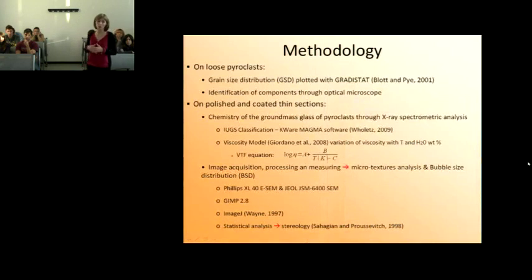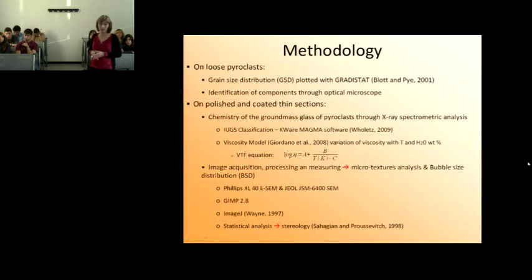So I made observations on loose pyroclast and on thin section. With loose pyroclast, I made grain size distribution from dry sieving, and I plotted the result with Gradistat by Blott and Pye 2001. Then I used an optical microscope to identify components such as juvenile, crystals, and lithics present. On polished and coated thin section, I ran X-ray spectrometric analysis to obtain the chemistry of the groundmass glasses and to compare them with the whole rock composition provided by literature and to classify them with the Kewa Magma software by Wallace 2009. And I also investigated the variation of viscosity with the differences in temperature and water content following Giordano et al. 2008.